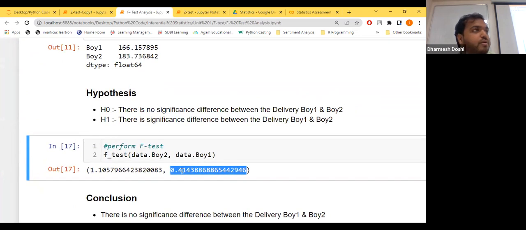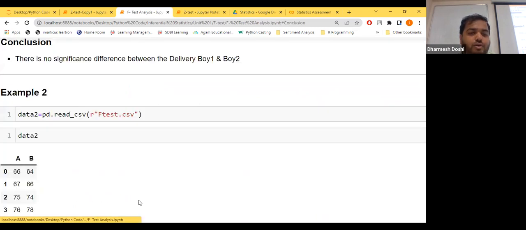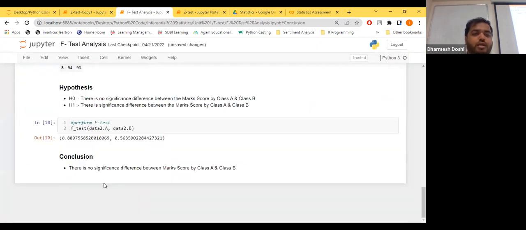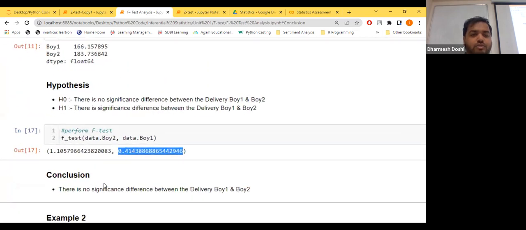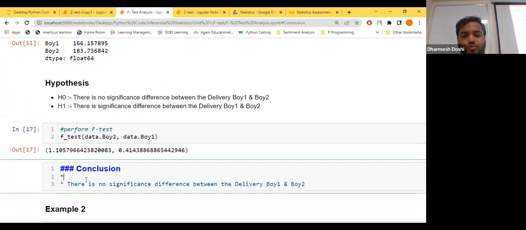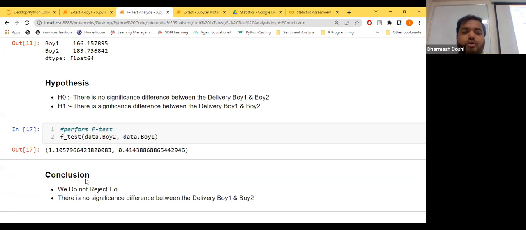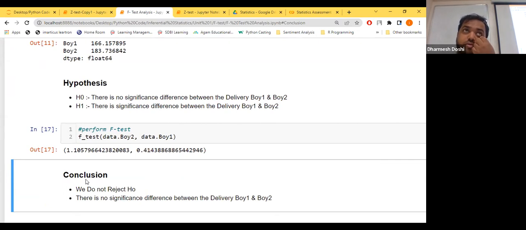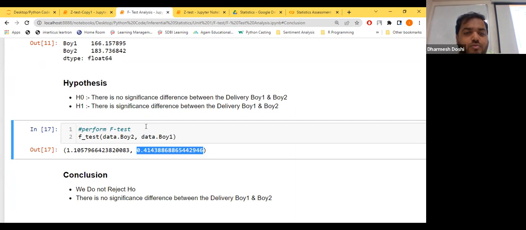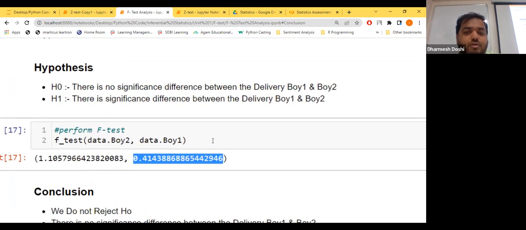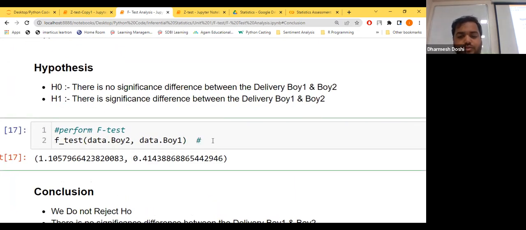So what we say, P value is greater than alpha. So we conclude that there is no significant difference. So we do not reject H0. So either I send boy 1 or boy 2 does not make any difference. Written now? And we take alpha over here.